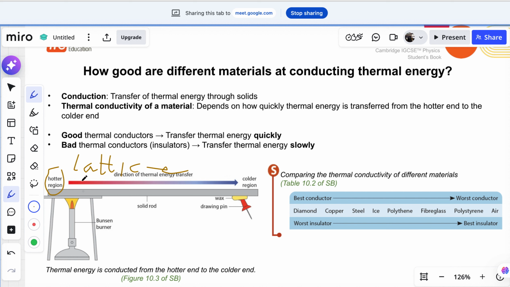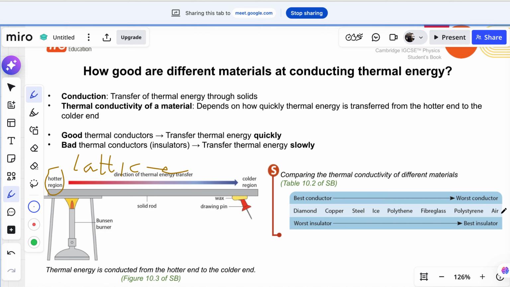Now, from this region, we have the best conductor. Where you heat it, this is where the conduction is the highest. And this region that is still considered cold, the heat energy is the lowest. So here will be the worst conduction, and here will be the best conduction. Okay, for different materials.